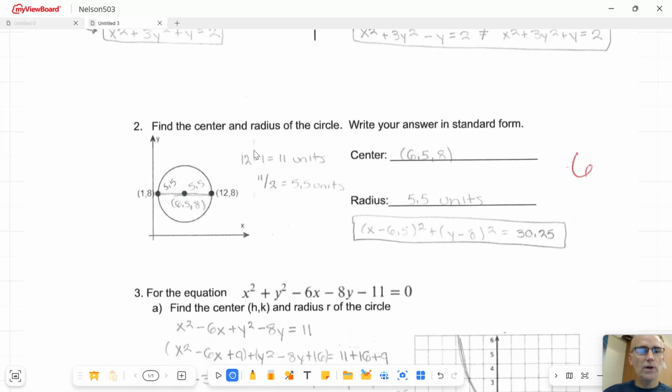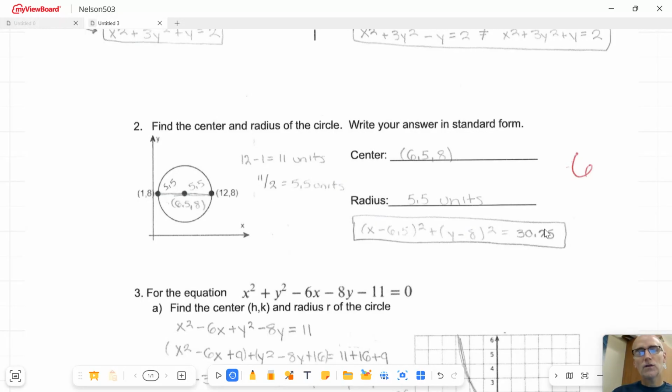And then on the next one, we're taking the point 6.5 and 8. They found halfway between 1/8 and 12/8. Well, the y value is still going to be 8, right? And if you add 1 to 12 and divide by 2, that's how you find the midpoint, right? So 1 plus 12 is 13, divided by 2 is 6.5. A lot of you guys did great with that. You found the radius is 5.5, like the distance from 6.5 to 12 is 5.5. You can subtract the two numbers, right? 12 minus 6.5, or 6.5 minus 1 gives you the radius.